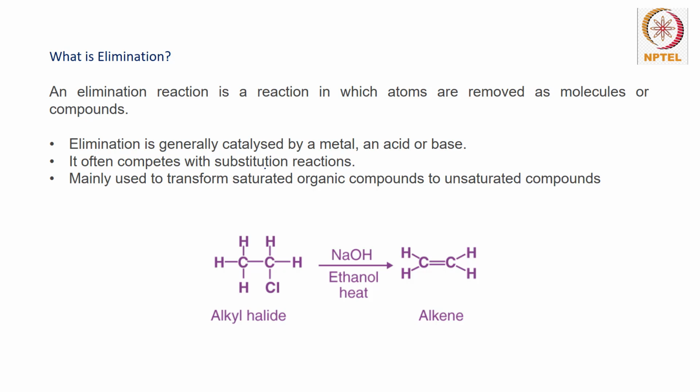Suppose in a substrate you are giving any base which may also act as a nucleophile. If it acts as a base, it will perform elimination, but if it acts as a nucleophile, it will perform substitution. So sometimes it's competitive. It's mainly used to get an unsaturated compound from a saturated one. What is saturation? What I was saying again and again. Saturation means there is no double bond; it's a completely single bonded system. If it is a double bonded system, that is called unsaturated. Alkene, alkyne, double bonded and triple bonded systems are called unsaturated systems.